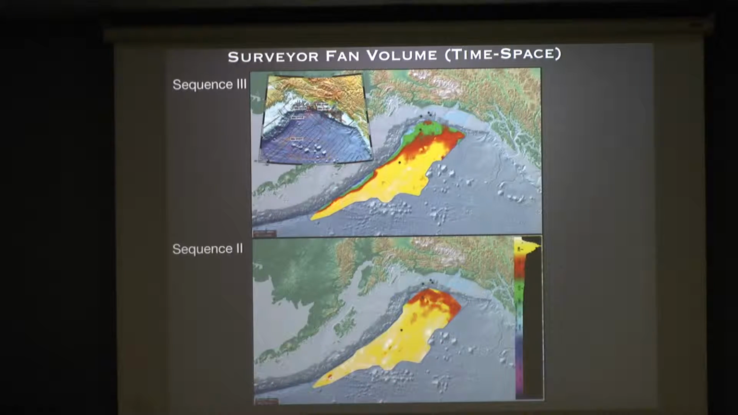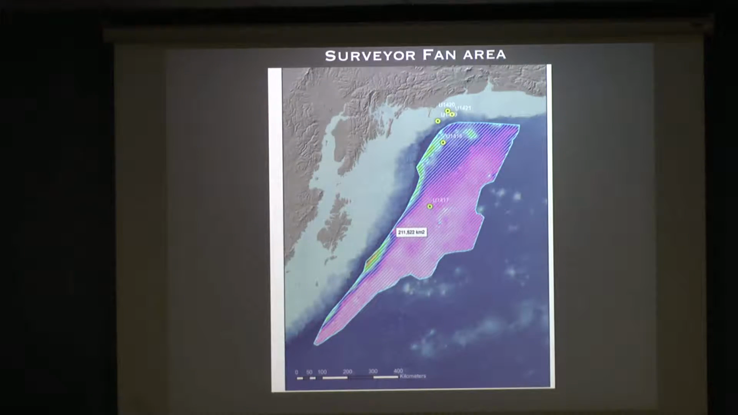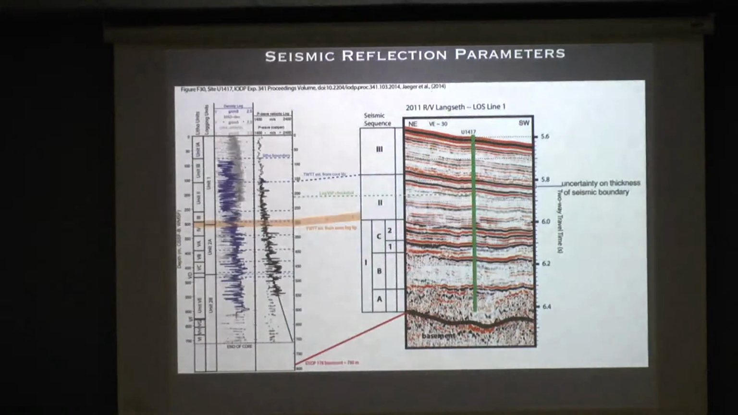Sequence 2 is an older one and 3 is the younger one. And so these colors here show where it's thicker. And so we've got more mass, theoretically, in this interval here than this one. And this is what we were drilling through to calibrate. So we need to know the area. Our uncertainty also includes estimates of uncertainty on the total boundary here of the fan. This is the Surveyor fan. It's one of the largest fans on the planet, certainly one of the thickest.